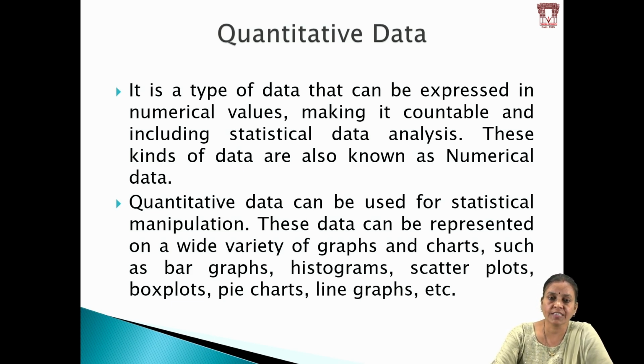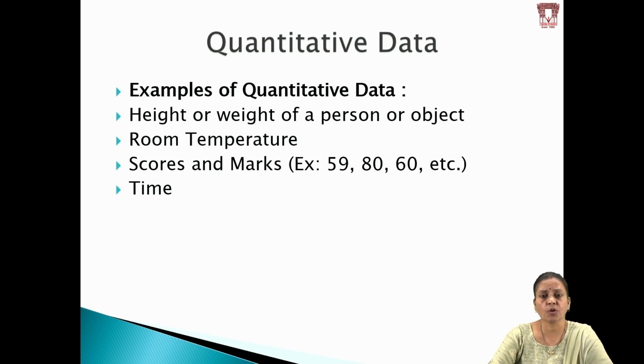Quantitative data is a type of data that can be expressed in numerical values, making it countable, and it includes statistical data analysis. This kind of data is also called numerical data. When you go for numerical data, the data can be used for statistical manipulation. We can see some examples of quantitative data: the height or weight of a person, room temperature, time, or scores and marks.